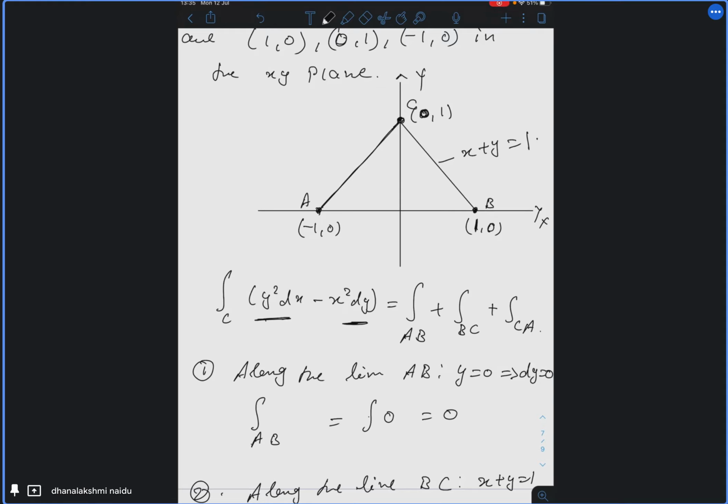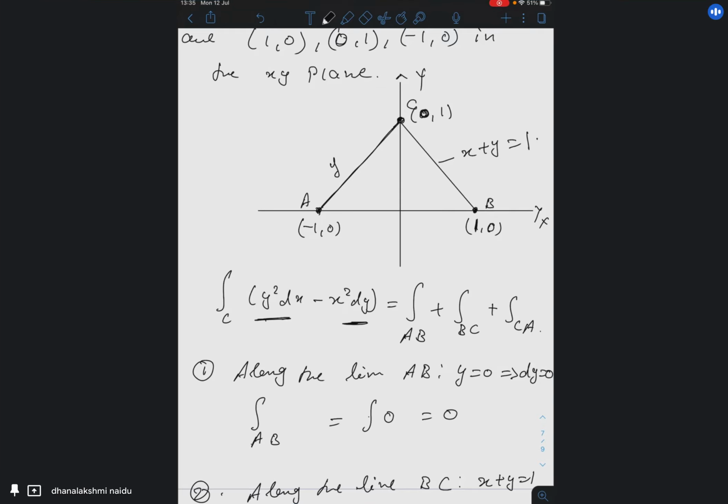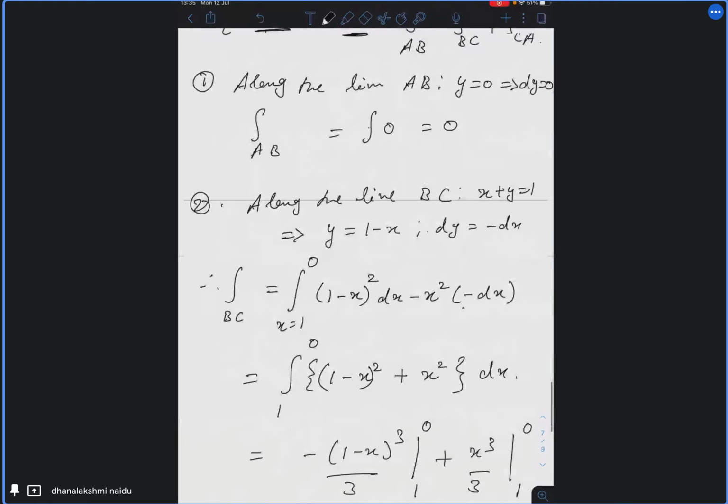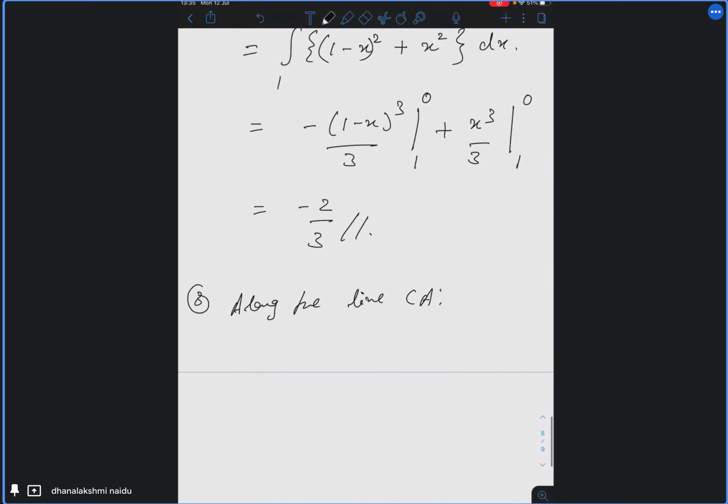Minus x plus y equal to 1. Yes, y minus x is equal to 1. So that is y minus x is equal to 1. This implies y is equal to x plus 1. You can write from here your dy will be equal to dx.